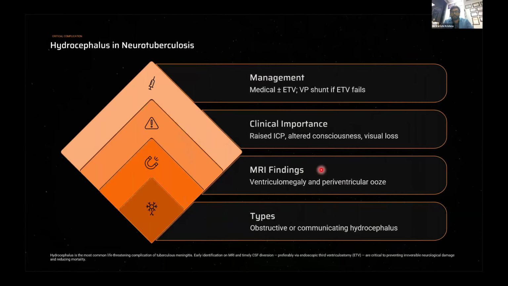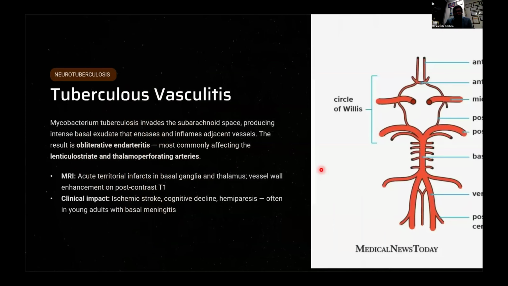The other pattern is hydrocephalus. As I already showed the images of the hydrocephalus, the management again would be simple with ETV, or VP shunt if ETV fails. Tubercular vasculitis. Again, I'll jump into the cases directly after just the introduction of the tubercular vasculitis. They invade the subarachnoid space, protruding into, as we discussed, the intense basal exudate, and in case they involve the adjacent vessels, in MRI they show acute territorial infarcts in the basal ganglia and thalamus.